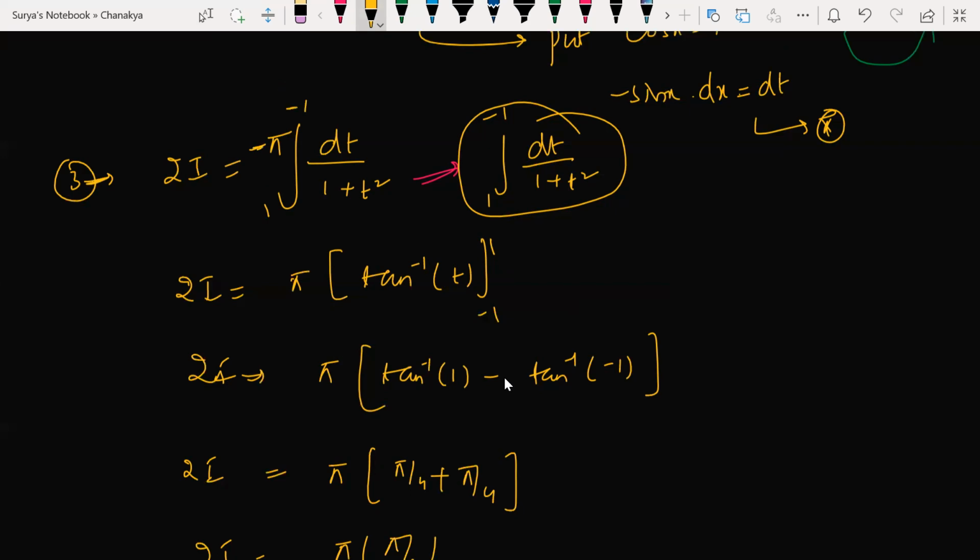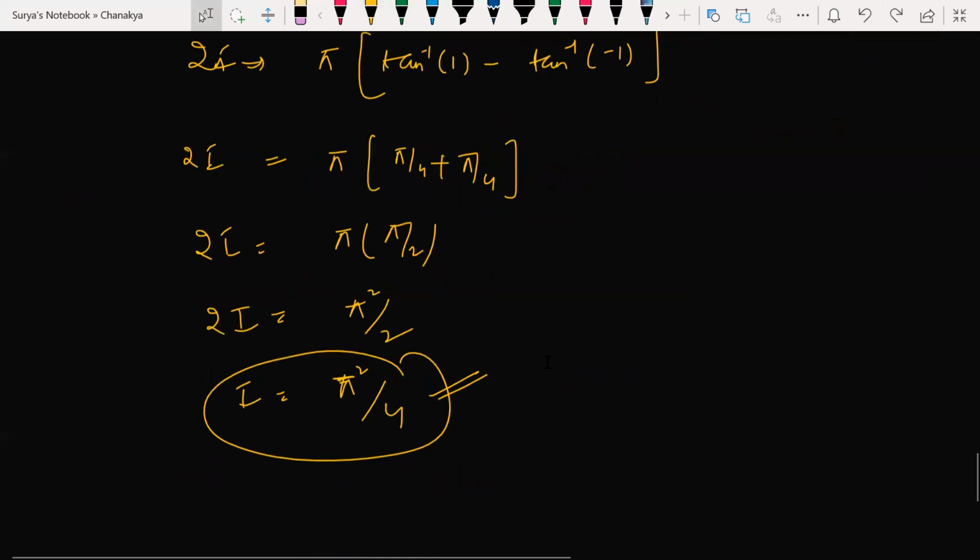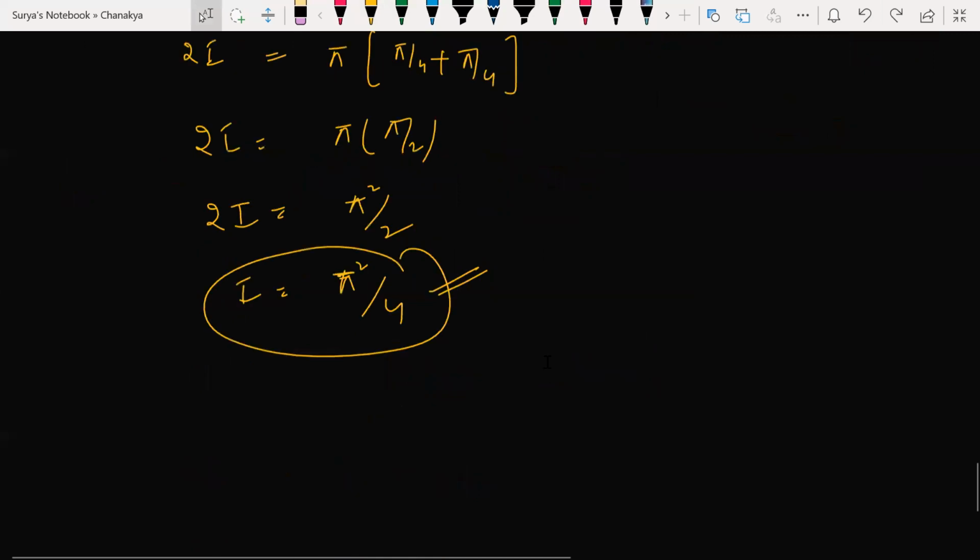I have minus in front. To get rid of that minus, what do I do? I'll interchange the limits. Look at this. Minus 1 will come here, plus 1 will go this side. So now 1 by 1 plus t square is what? Tan inverse of t. I just applied the formula. I got I value as pi square by 4. This is what your answer is going to be.